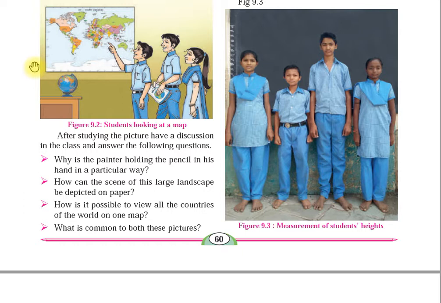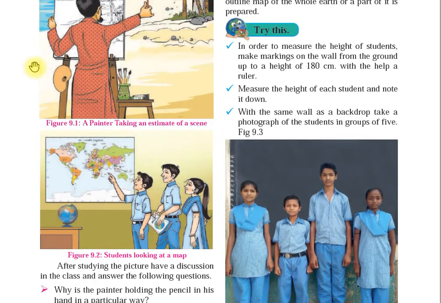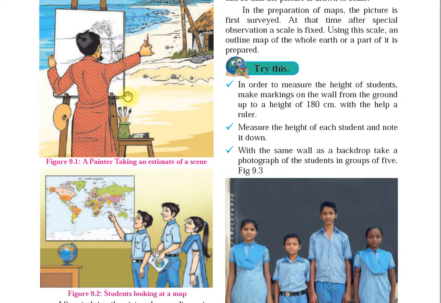What is common in both these pictures? So what is common between these two pictures, picture number 9.1 and picture number 9.2? In both these pictures, the actual large distance on land is shown on paper by reducing the size in appropriate proportion or scale. So what is the story behind these two pictures? Appropriate scales have been taken to draw these pictures.